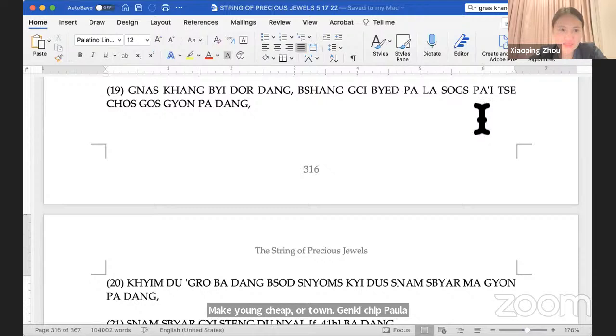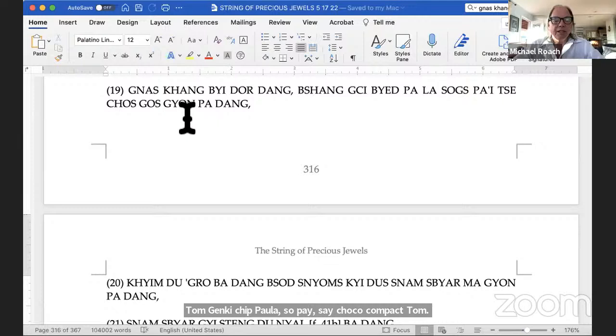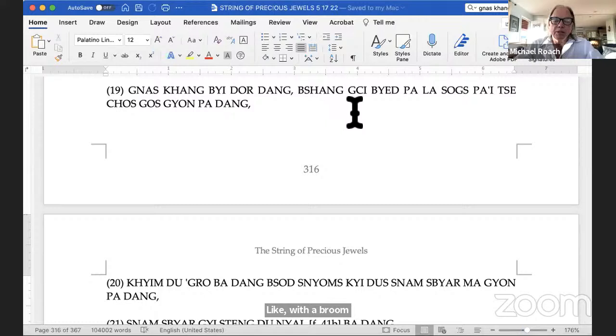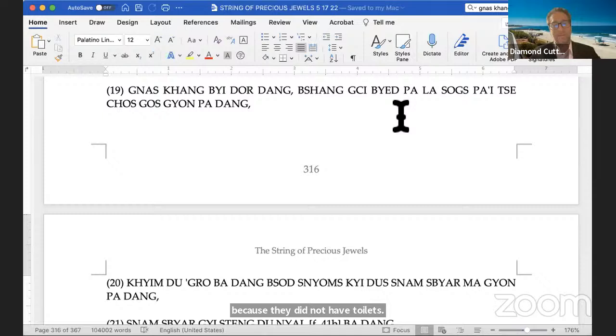Yeah, good. Nekang means your monk's room, okay? Chidor means when you are sweeping it up, you are cleaning up your monk's room, like with a broom, you know? Or when you go outside to the fields because they did not have toilets and you are doing poo-poo or pee-pee, okay? And if the wind is blowing the wrong way, it's kind of bad.